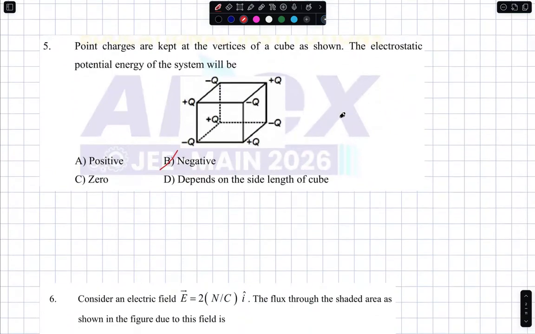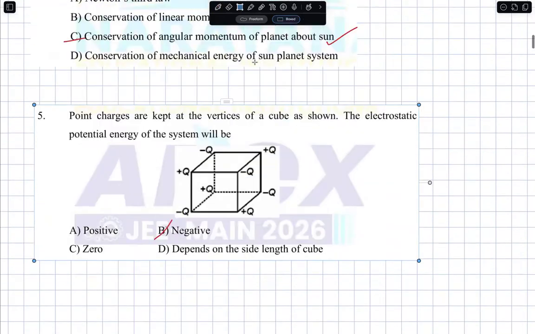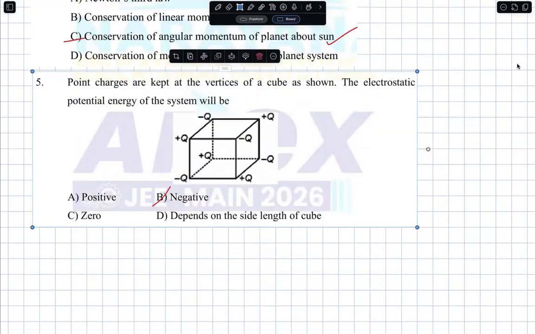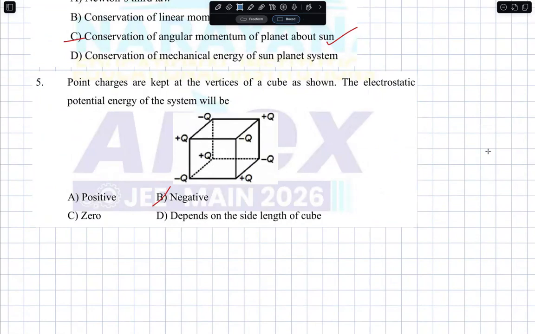Next. Point charges are kept at the vertices of a cube as shown. The potential energy of the system will be... how to calculate the energy of the system. Now, count how many positive charges are there. 4 positive charges are there, 4 negative charges are there. The electrostatic potential energy of the system will be, right.